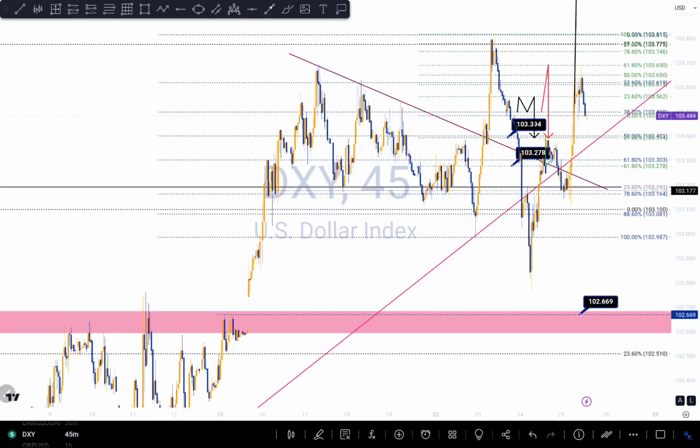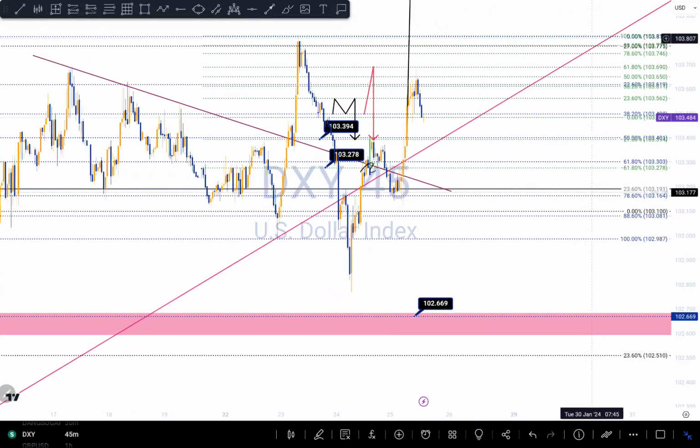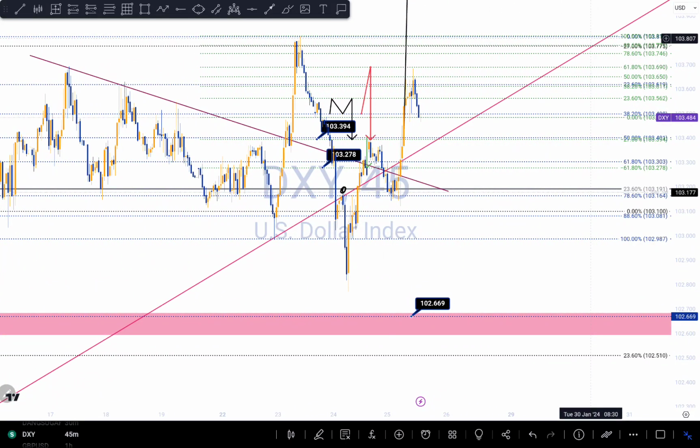Just like I said in my previous analysis, we shouldn't forget that there is a gap here that needs to be filled, and it hasn't been filled yet. As soon as we saw this break of trend line and a retest, I had predicted that we might push to around this level right here. Well, as you can see, we didn't get to that level, and that's how you know that you don't predict the market, you react to the market.